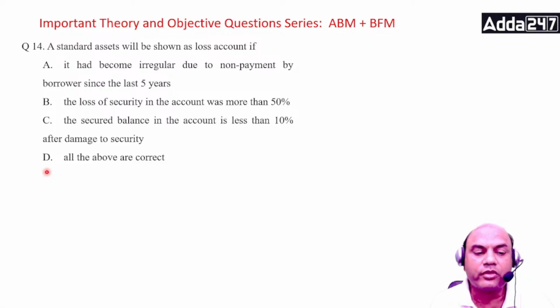First one, we'll be covering the objective questions. A standard asset will be shown as a loss asset if: A, it had become irregular due to non-payment by the borrower since the last 5 years; B, the loss of security in the account was more than 50%; C, the secured balance in the account is less than 10% after damage of the security; D, all of the above are correct. So what is the correct answer in this? Think about it and give me the correct answer in the comment section.